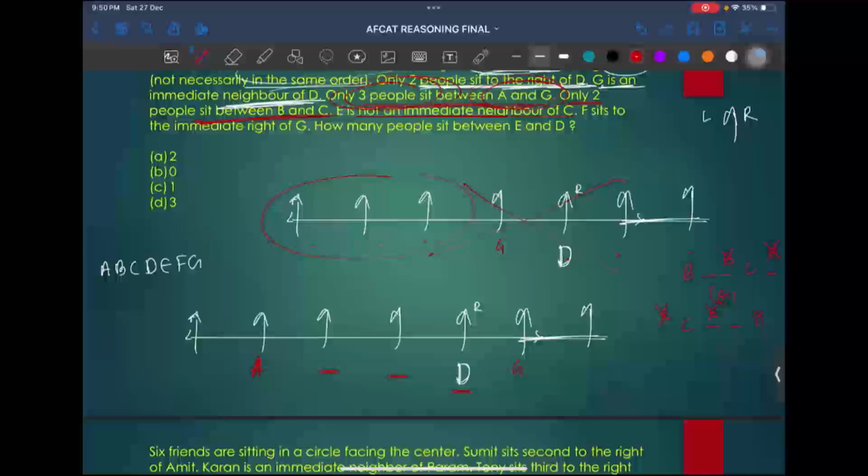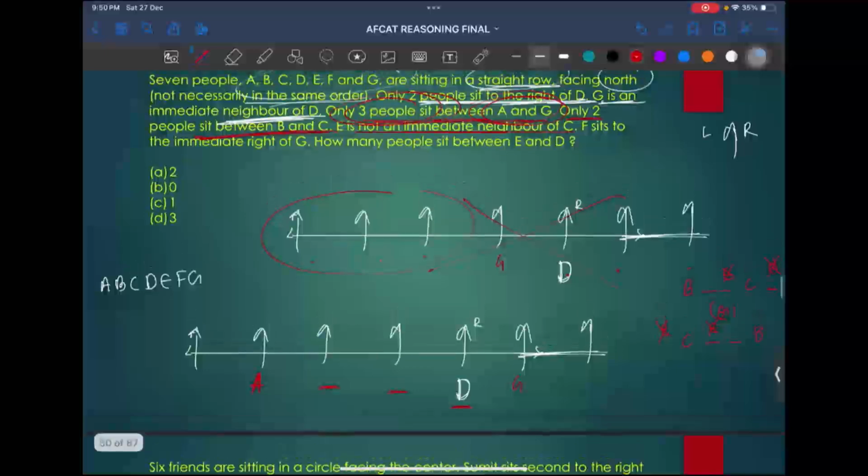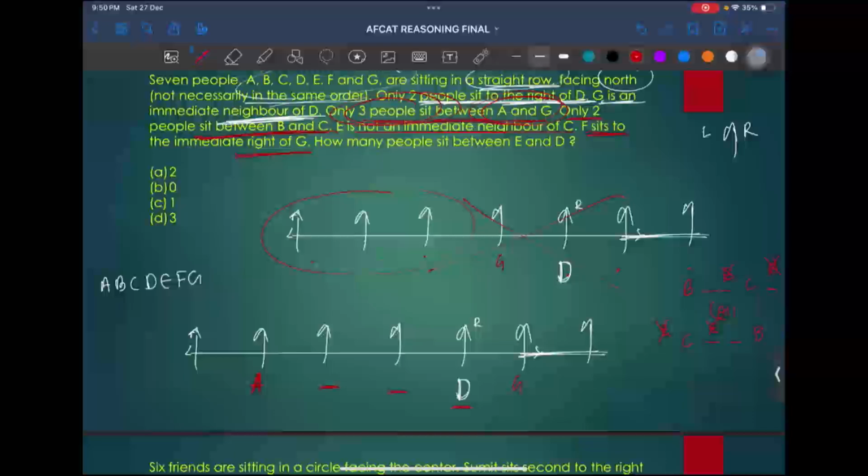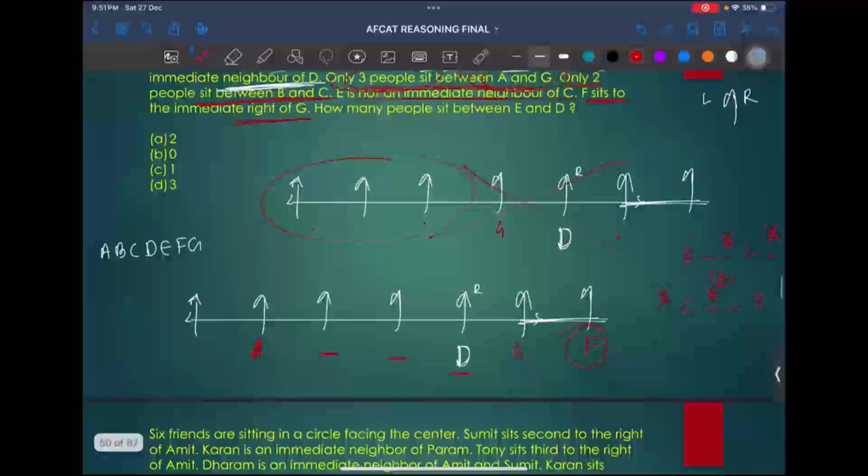Because I don't know exactly the position of B and C in this line, so I am writing it separately. Okay. F sits to the immediate right of G. If F sits to the immediate right of G, F will be from the one end. So I just need to fill these 3 gaps. Okay, the 3 positions.